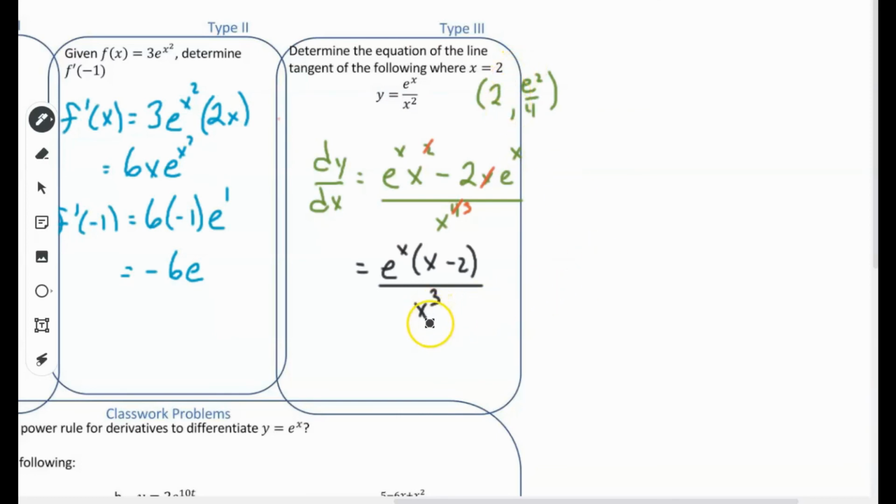So we want to figure out what this derivative is when x is 2. We're going to substitute 2 in there, but you can see right away when we do that, this bracket here is going to be 2 minus 2, which is 0. The denominator is not 0, but the numerator will be 0. So this is going to equal 0. What does it mean when the derivative equals 0? It means we have a horizontal tangent. So we have a horizontal tangent at the y-coordinate e squared over 4. So that's our line, right? y equals e squared over 4, which is approximately 1.847.